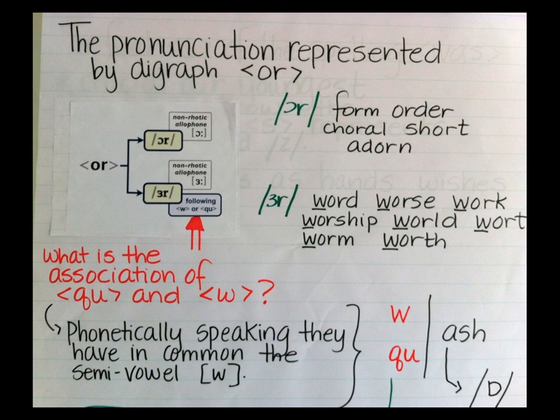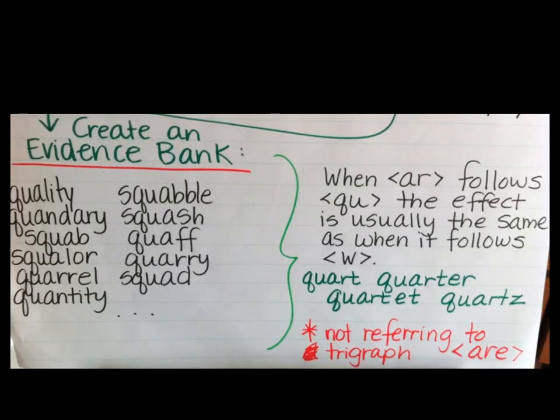So interestingly, the association of Q, U, and W, the link here is that phonetically they have the common semi-vowel W in common there. You can see that from looking at the ASH when added to W and to QU. The A in both instances makes more of an "ah" sound, quash and wash. You can create another evidence bank, and kids can find out and infer and hypothesize that when AR follows QU, the effect is usually the same as when it follows W. Quart, quarter, quartet, and quarts. Of course, again, making sure that they're clear that this is not referring to the trigraph ARE, but just simply the digraph AR.